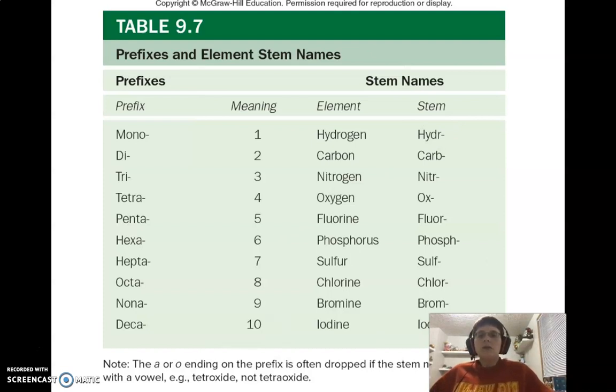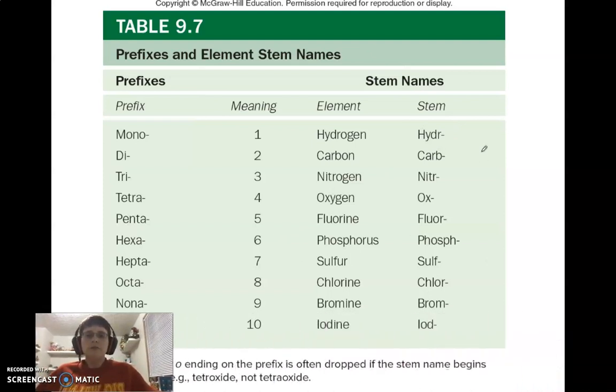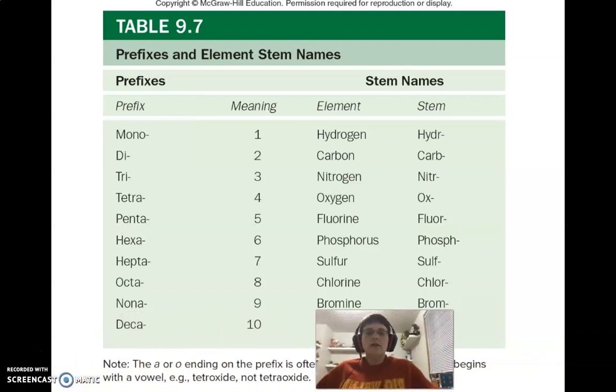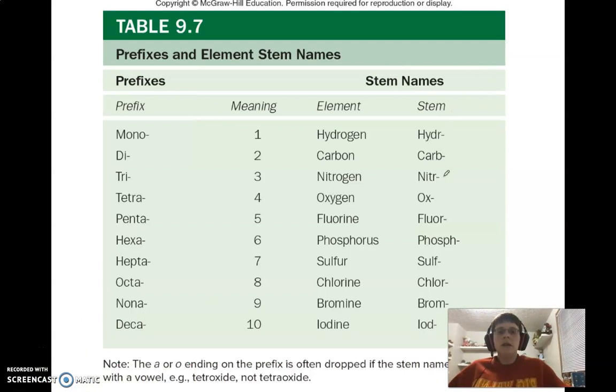So most of these you've probably heard with the ides on the end. So hydride, carbide, nitride, oxide. Oxide's a pretty popular one. Fluoride, phosphide. We don't usually do phosphide. It's usually with the polyatomic ion phosphate. Sulfide, we do have sulfides, chlorides, bromides, and iodides. So that's what we mean by the stem name. The stem name is what we are going to add that ide to.